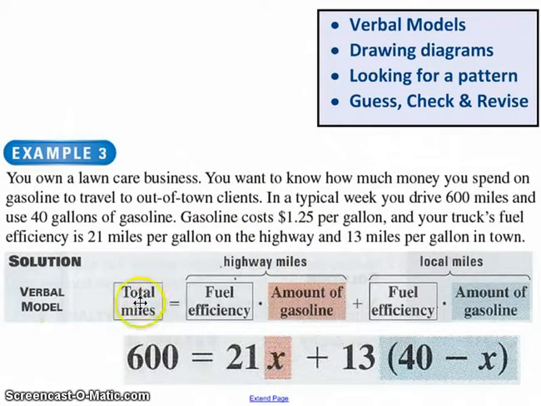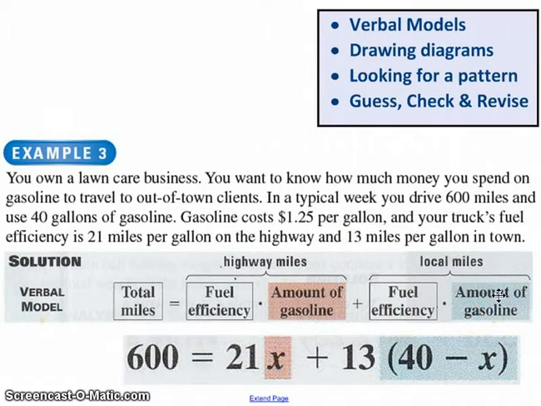Total miles, in other words, the total miles that you drive to get to all of your clients, is equal to the miles per gallon that you get on the highway. They've told you that's 21, so the textbook goes ahead and puts in 21, times how much gasoline you spend going on the highway. They've decided to call that X, plus the local activities that you do. What kind of mileage do you get locally? Well, it says in town you only get 13 miles to a gallon, so they've put that there, and the amount of gasoline you use.